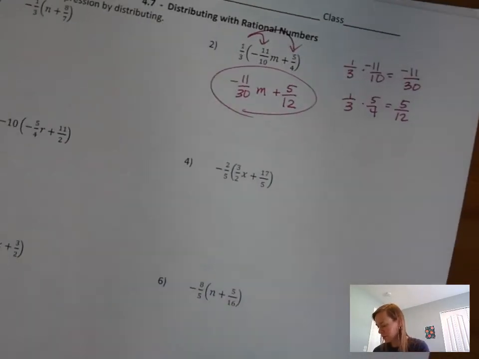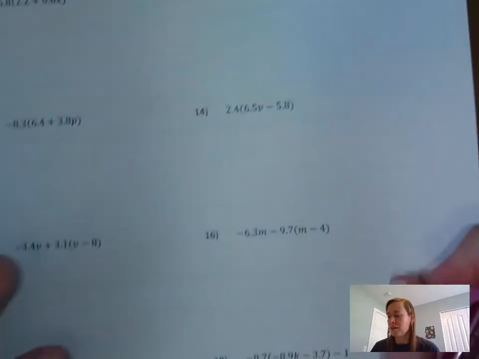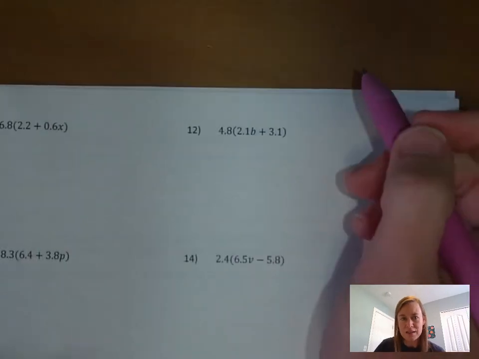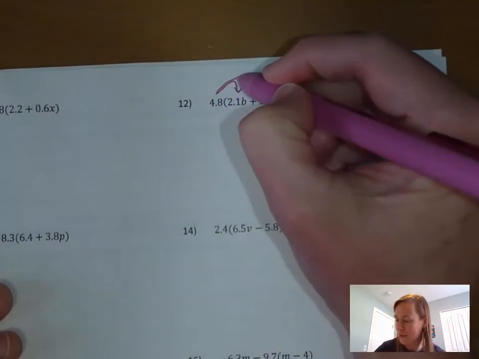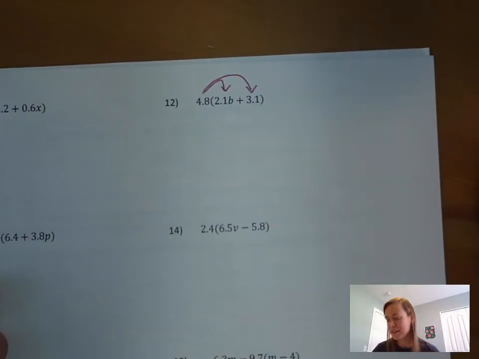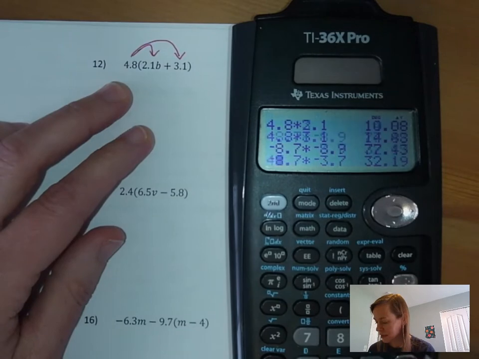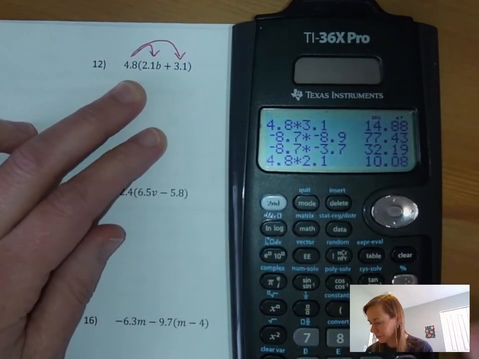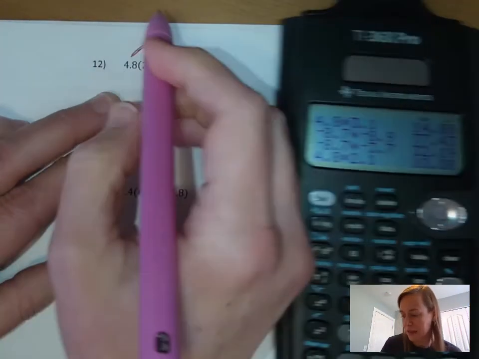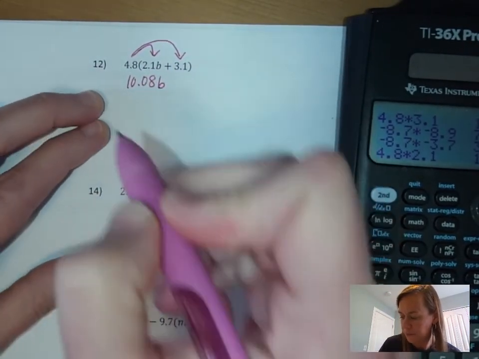We're going to do the first one that you have to do on the next page, which is number 12. We have 4.8, which we're going to distribute to 2.1b, and we're going to distribute to 3.1. So I personally really like to use my calculator when you have all these decimals. So let's do 4.8 times 2.1, and you get 10.08. 10.08, and don't forget the b.